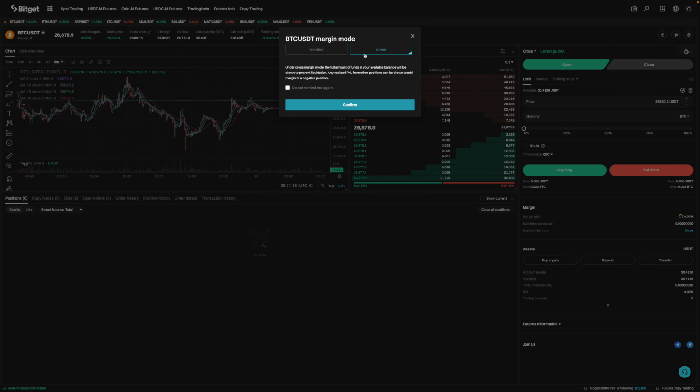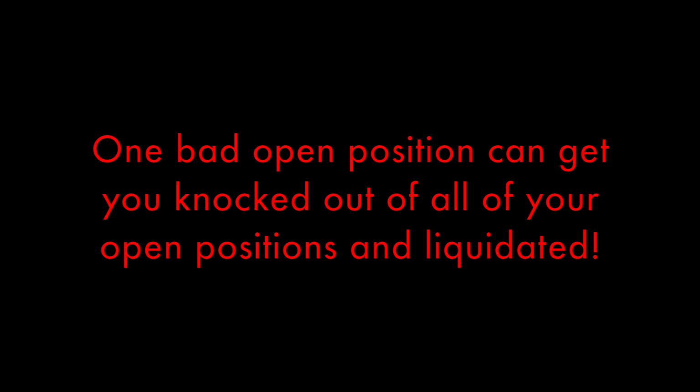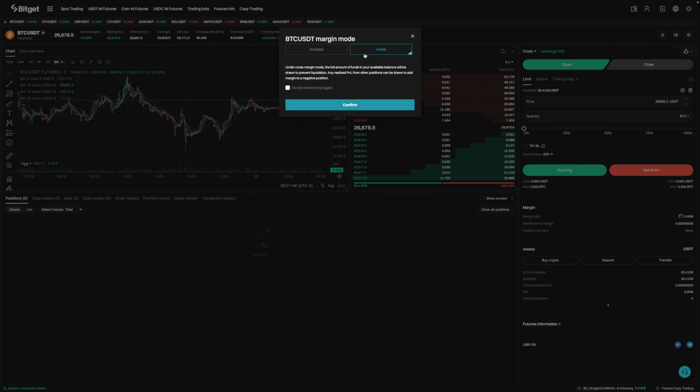This won't really affect you if you only have one position open at a time, but it will, however, affect you if you have multiple open positions. One bad open position can get you knocked out of all of your open positions and liquidated if you were on cross. One thing to note is that you can't change the margin mode once you've entered a position.